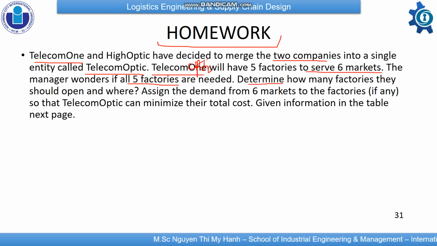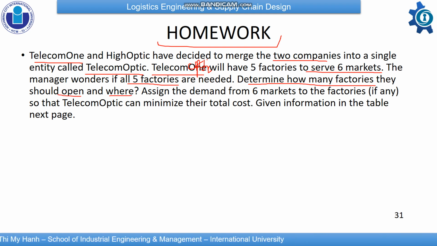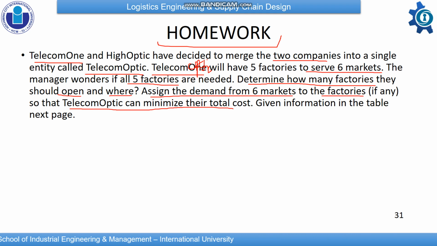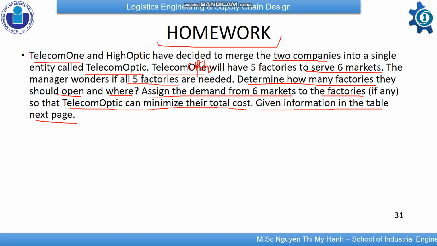So first you have to determine how many factories they should open and where, in which supply city. After that you assign the demand from 6 markets to the factories if you open that factory. If you don't open the factory, of course the demand assigned to that factory is 0, right? So that Telecom Optic can minimize their total cost. Our objective function is to minimize the total cost, and the information is given in the table. I will show you later.